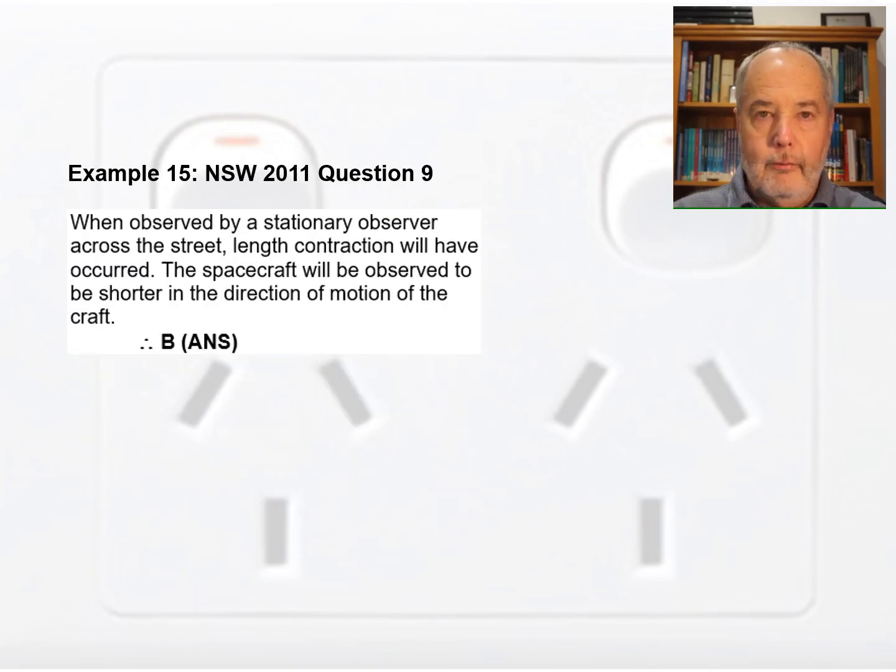Length contraction will only occur in the direction in which the object is moving. Therefore, because it's moving in the vertical direction, we will only get a contraction in the vertical direction, giving an answer B.